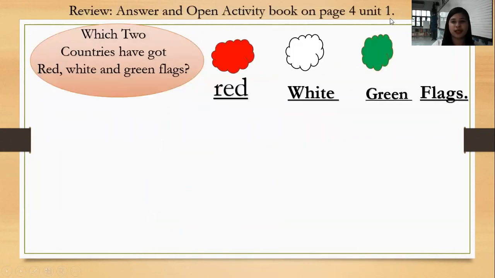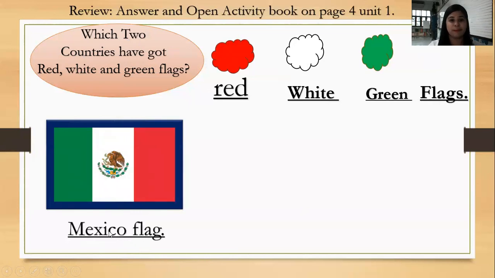Unit 1 and Unit 2. Open your book on page 4. Let us answer Unit 2. Question. Which two countries have got a red, a white, a green flag?